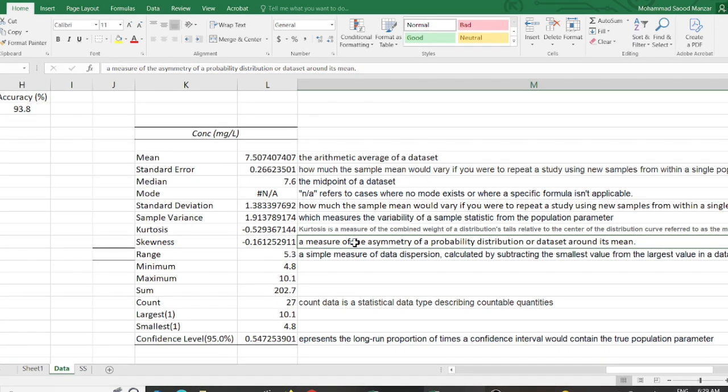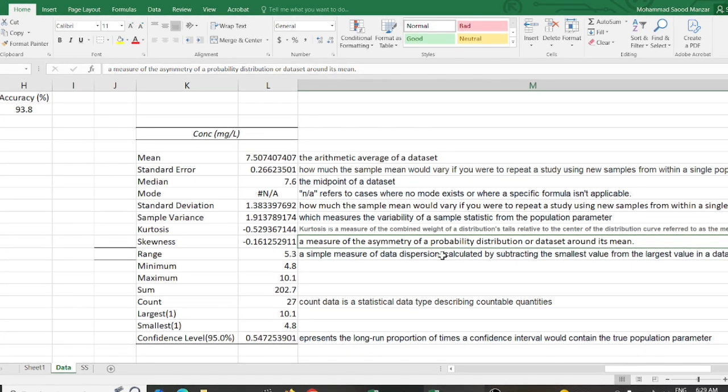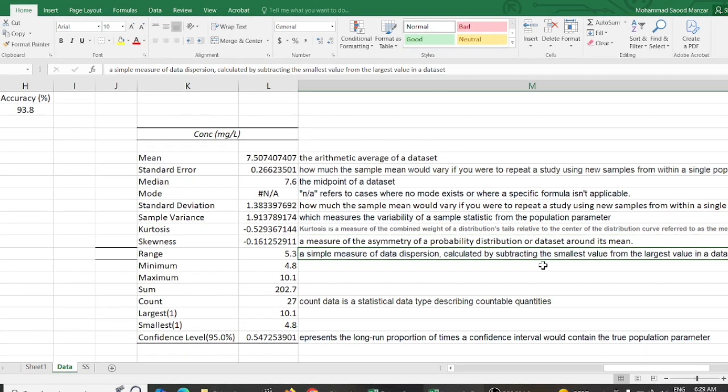So skewness is a measure of asymmetry of a probability distribution of data sets that is lying around its mean. Okay, now the range is a simple measure of data dispersion that will be calculated by subtracting the smallest value from the largest value in the data set.